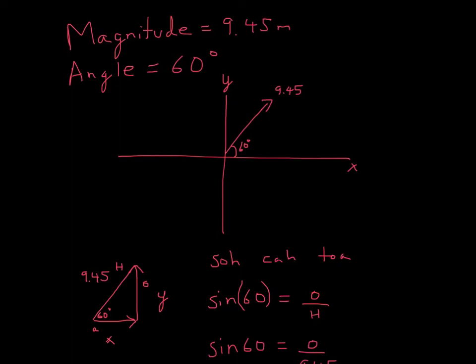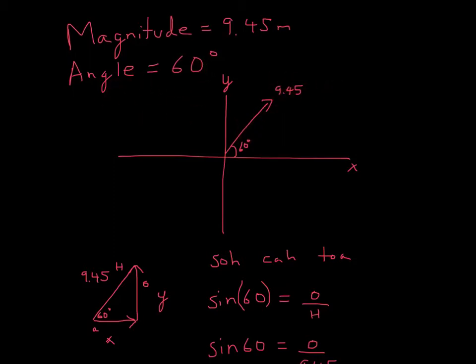So for this problem, they want us to find the x and y components of this vector. So what we do is we first draw this graph, right? And then we plug in all the information we know. So the first thing we know is the magnitude. The magnitude, the definition of a magnitude, is the length of the vector. So the length of this vector is 9.45.